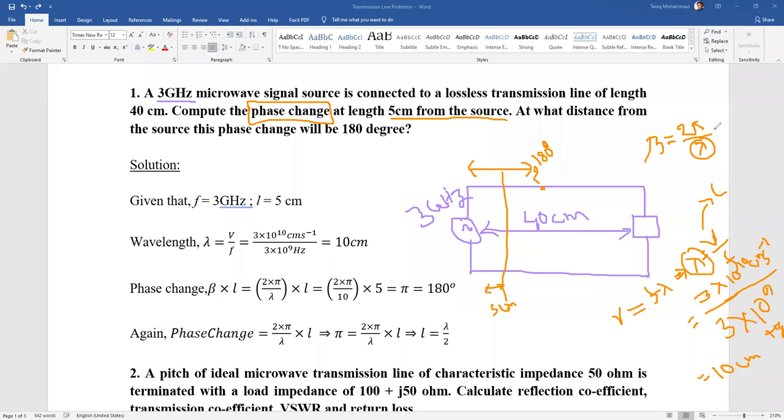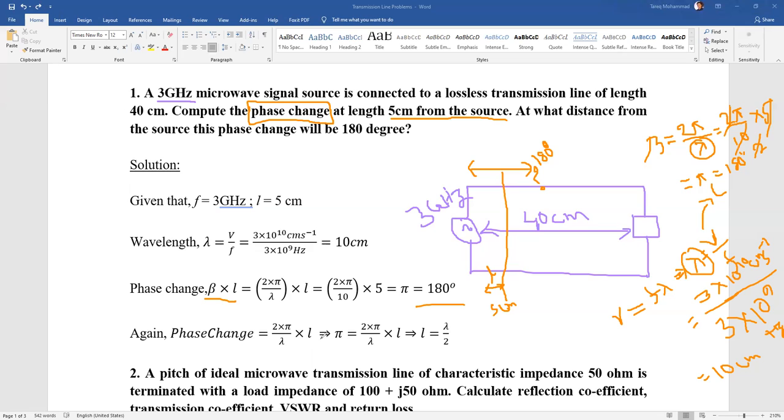Now if you put the lambda here, 2 pi by 10 into L, the phase change is equal to beta L. L is 5 centimeters here, because it is the required value, into 5. That means it is pi. The phase change would be pi, that means 180 degrees. See, the phase change is 180 degrees.